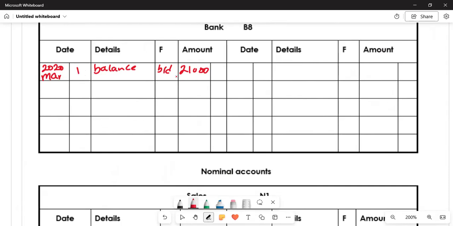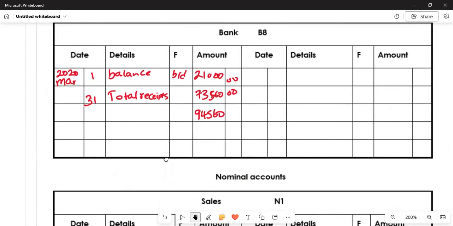So also we want to know the total receipts. Then we have total receipts of how much? Of 73,560. So when you add them, we are going to get what? 94,560. So let's see where we get our balance brought down as well as our total receipts.